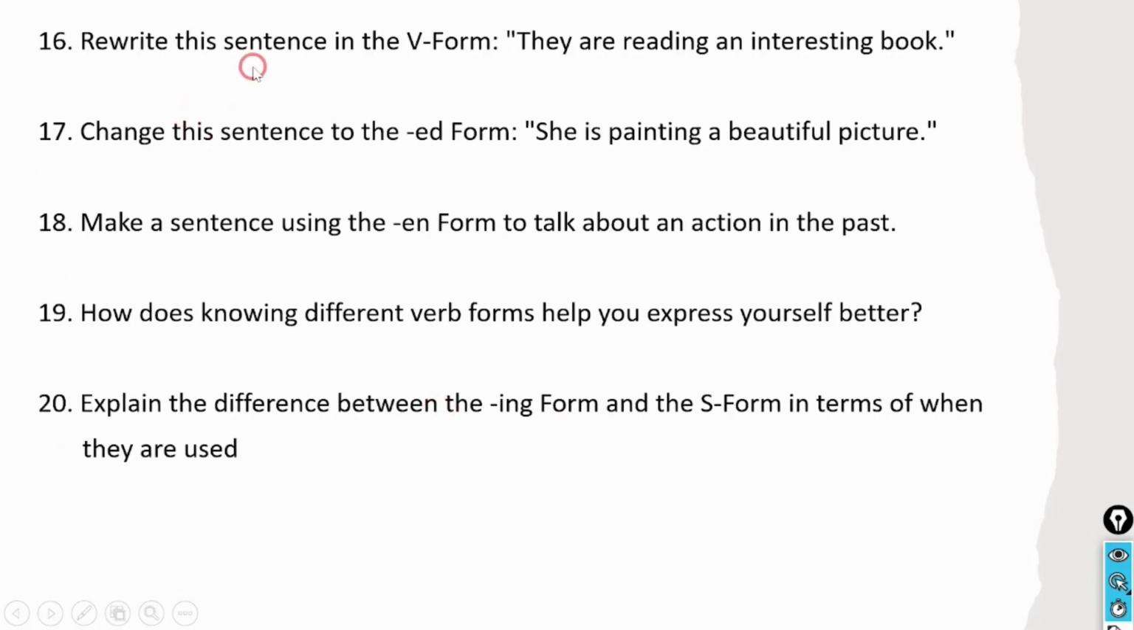Then 16, rewrite these sentences in the V form. They are reading an interesting book. Then 17, change this sentence to the ed form. She is painting a beautiful picture. So these are the sentences you are going to change. Then 18, make a sentence using the en form to talk about an action in the past. Then 19, how does knowing different verb forms help you express yourself better? Then 20, explain the difference between the ing form and the s form in terms of when they are used.